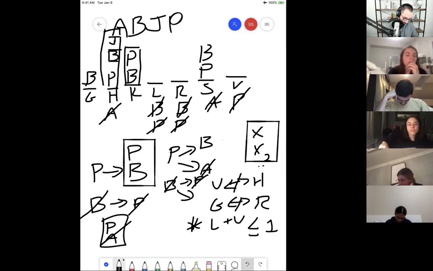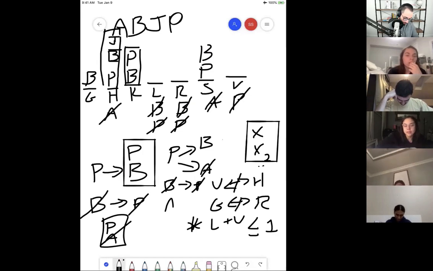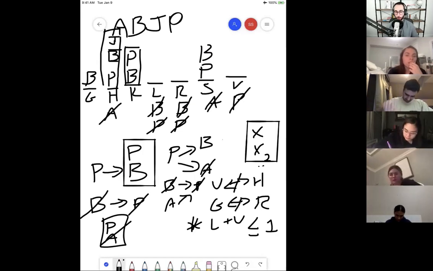Did I mix those up there? Let me rewrite that. Not B, then not P. Also A requires not P. Right. So yeah, so that's one way you could do it if it were a grouping in-out game.